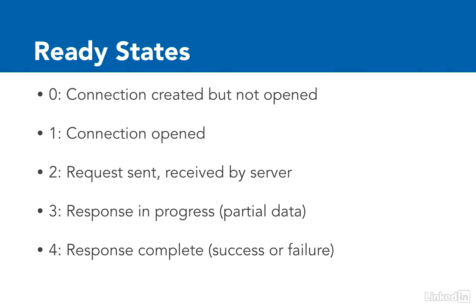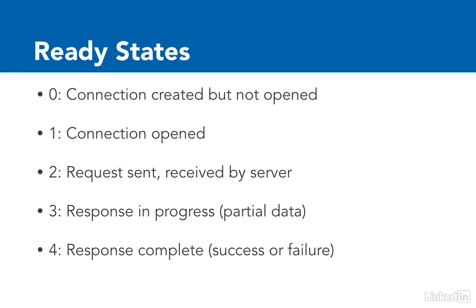If we get a 0, it means the connection has been created but not yet opened. 1 means the connection has been opened. 2 means the request has been sent and received by the server. 3 means that the response is in progress. We've started getting data back, but we only have partial data. 4 means that the response is complete. We either have success or failure, but there's nothing further to do with this request.